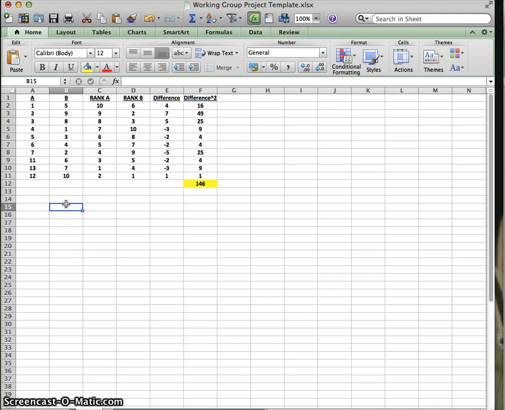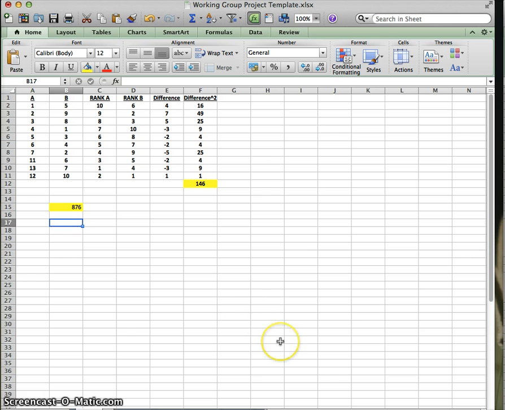Now we actually get into the computations, or figuring out the formulas. The first thing we need to do is multiply this 146, which is the sigma of the differences squared, by 6. So I'd go 6 times, over here to F12, which I already know is the sigma squared. That gives me 876, an important data point to keep in mind.